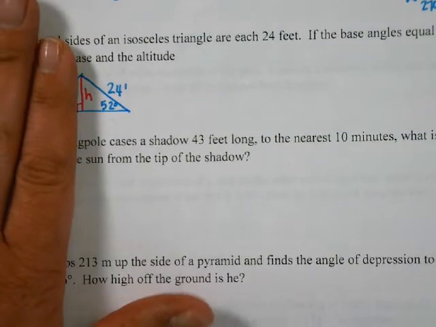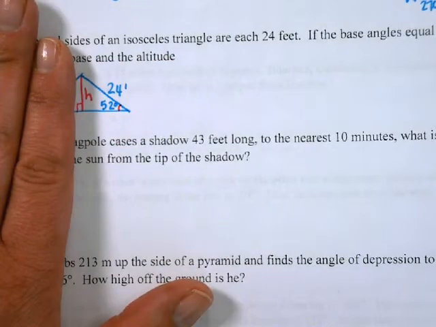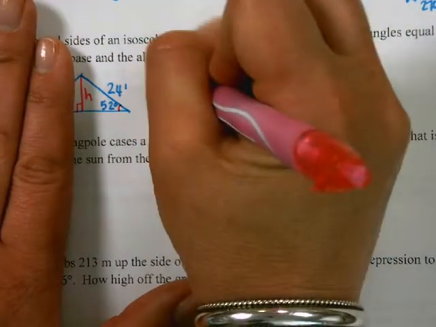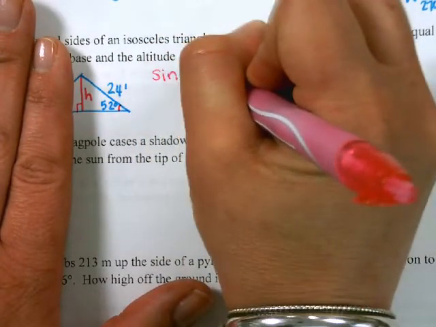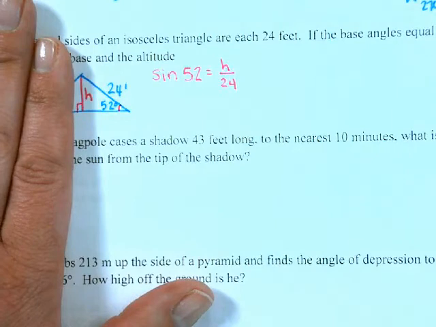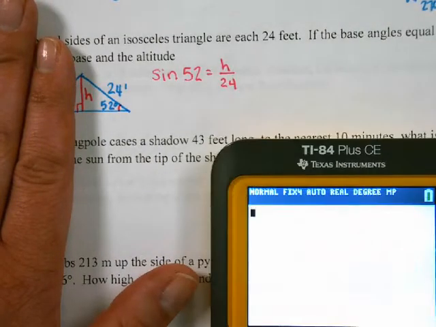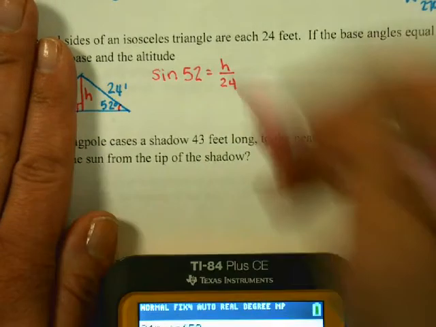Maybe I'll cover up one of the triangles. Here's 52. Perfect. Sine of 52, opposite, which would be H, hypotenuse would be 24. Solving for H, I'm going to multiply by 24. So 24 times the sine of 52, 18.9.